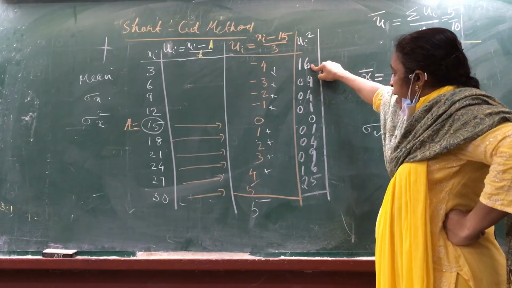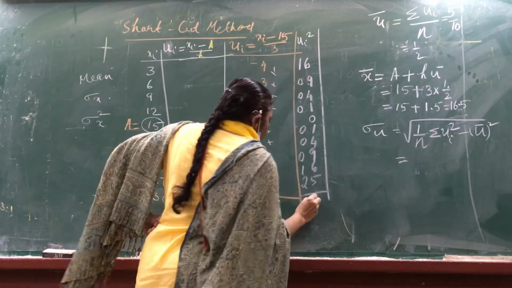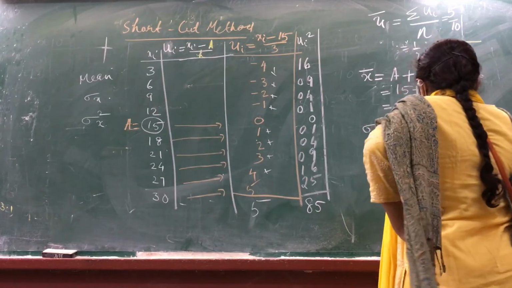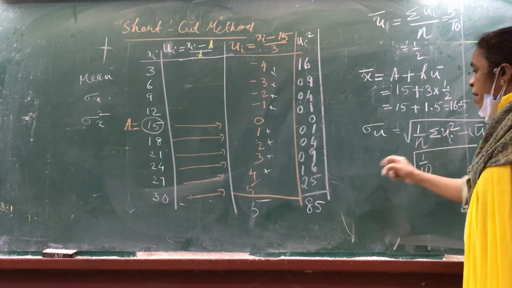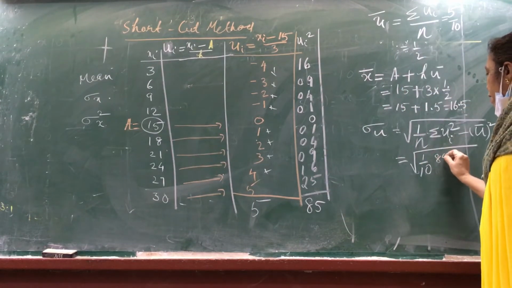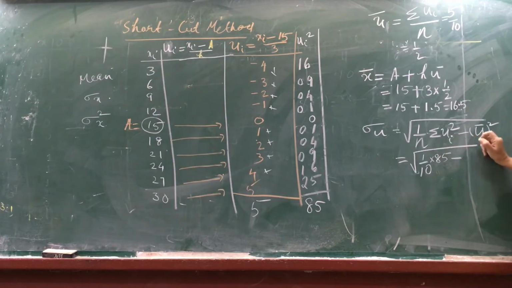30, it has come to 30. 30 plus 30 is 60, 60 plus 25 is 85. So I am just substituting the value here. 1 by n, that means 1 by 10 into sigma ui square, summation of all ui square. It is 85 minus u bar square. U bar was 1 by 2. 1 by 2 का square है 1 by 4. Okay?